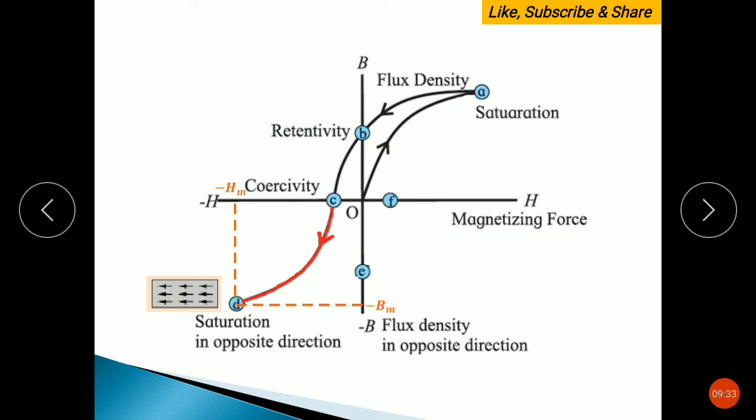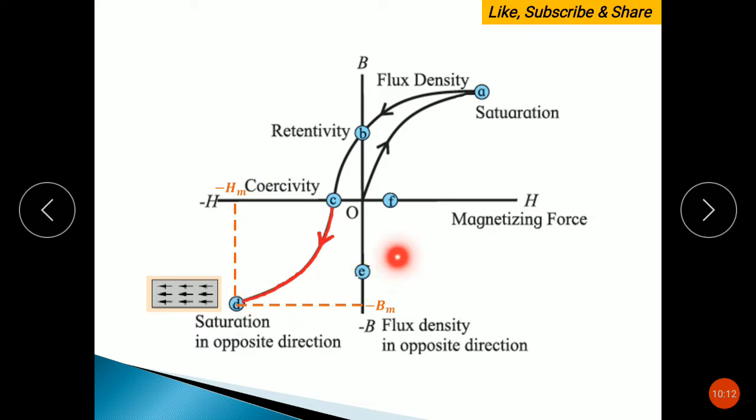Now further, if we increase the current in the negative direction, the magnetic field intensity H of the solenoid also increases in the reverse direction, and B, the material's magnetic field, also increases, and both reach a certain maximum value in the reverse direction called saturation. At this saturation point, all the dipole moments in the material are aligned in a particular direction, but in the opposite direction. So at this saturation point, both H and B are maximum, but in the reverse direction, so both are negative.